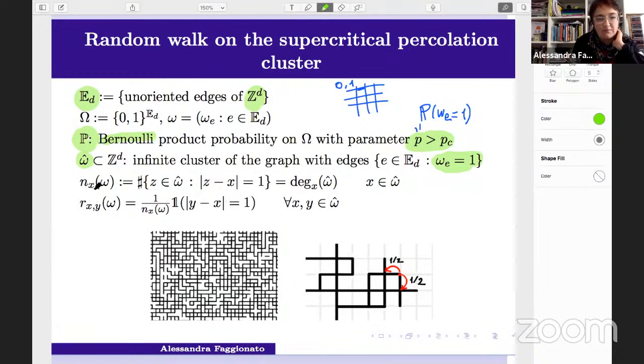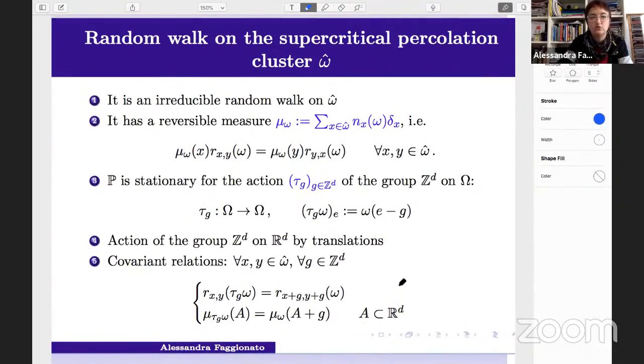To define the jump probability rate, given x in this cluster, for example this point here, I write n_x(omega) for the number of adjacent sites to x in the infinite cluster. So n_x(omega) is the degree of the site x in the supercritical cluster omega hat. The simple random walk on the supercritical percolation cluster has the following jump probability rates. The rate to jump from x to y is 0 if x and y are not adjacent in the cluster, and if they are adjacent, it is given by 1 over the degree of x. So if this is x, the particle jumps to these two nearest neighbor points with rate 1/2. Let us see the properties of this simple random walk on the supercritical percolation cluster.